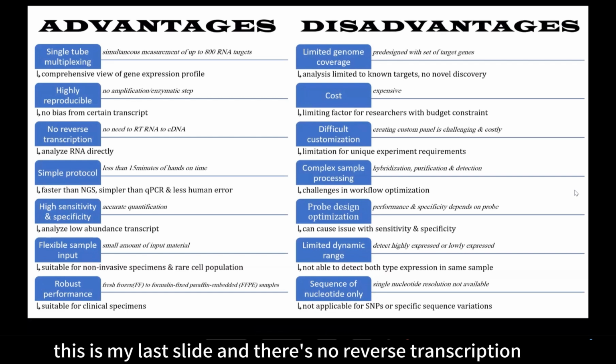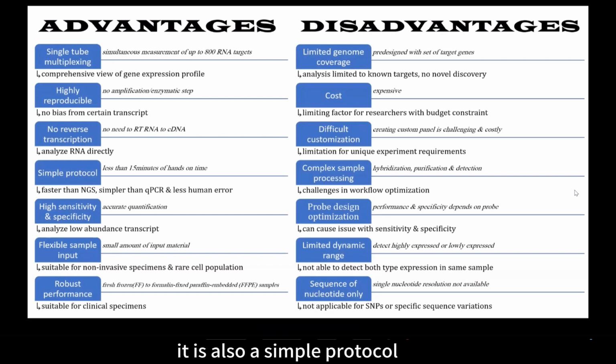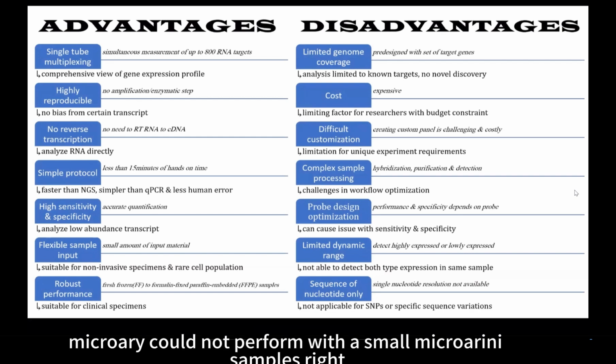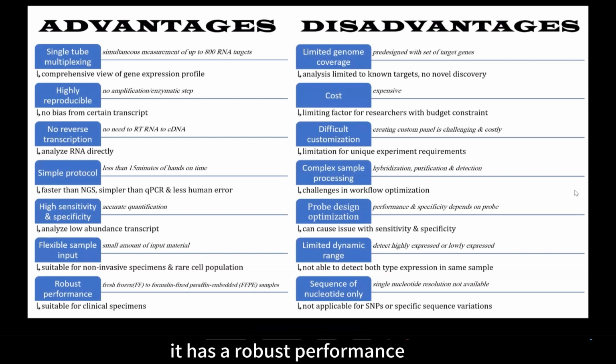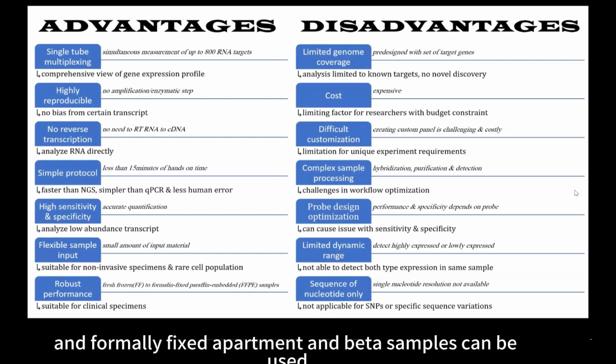And there's no reverse transcription. It is also a simple protocol with high sensitivity and specificity. It has a flexible sample input. That means a small amount of input material is sufficient to run this assay. When we see the previous slide, microarray could not perform with small microRNA samples, right? So we can tackle that using NanoString. And finally, it has a robust performance because fresh, frozen, and formalin fixed paraffin embedded samples can be used.